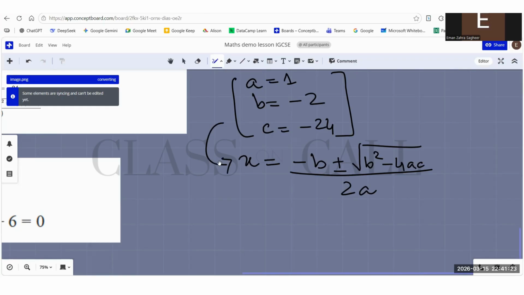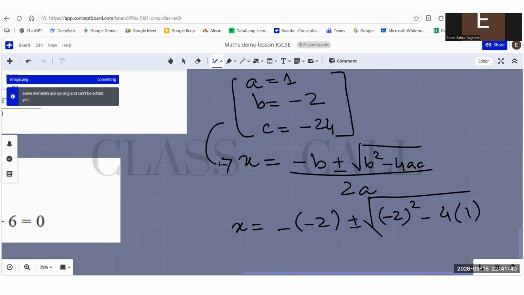Then only you can get the values of x. So I'm going to substitute the value of b, which is -2. So negative into -2 plus minus the square root of b squared. b squared is going to be (-2) squared, minus 4 times a. a is going to be what? 1. And c is -24. Then divided by 2 times a. 2 times a is going to be 2 times 1, because the value of a is 1.